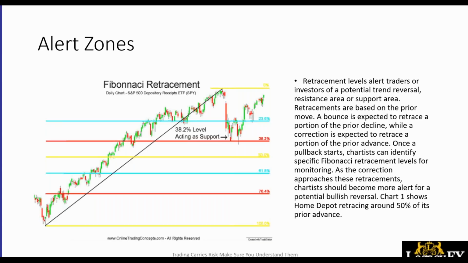Retracements are based on the prior move. A bounce is expected to retrace a portion of its prior decline, while a correction is expected to retrace a portion of the prior advance. Once a pullback starts, chartists can identify specific Fibonacci retracement levels for monitoring. Remember, I said monitoring, alert, okay?